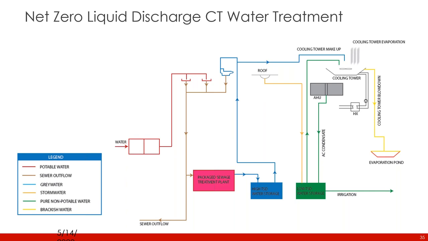So a number of localities have enacted what they call net zero liquid discharge from cooling towers. Basically they're telling the factory that has a big cooling tower, or they're telling the power plant, you can't put your blowdown into my sewage treatment plant. So what are these facilities to do?